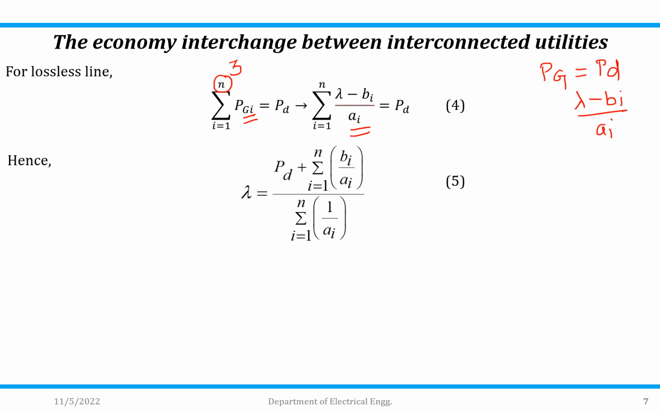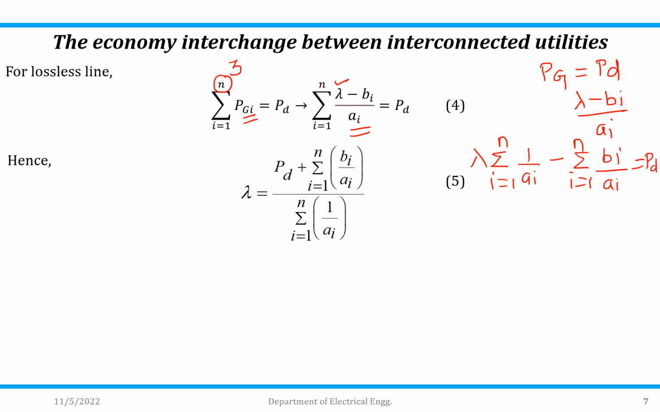From this equation number 4, now I will try to write a formula for lambda. For that, I will separate these. So I write it here: summation i equal to 1 to n, 1 upon Ai, with lambda outside since lambda is a constant, minus summation i equal to 1 to n, Bi upon Ai, which will be equal to PD.